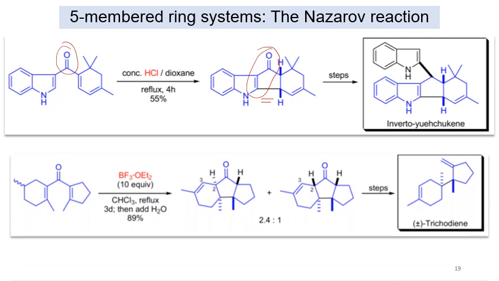Same here, once again, BF3 etherate is used as Lewis acid, gives you this particular transformation. Obviously, because of selectivity issues, you have a mixture of diastereomers in which one of them predominates over the other. You can see here the closure between the two is highly stereospecific.